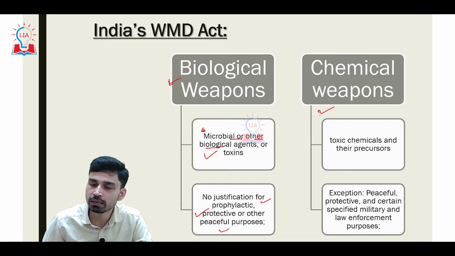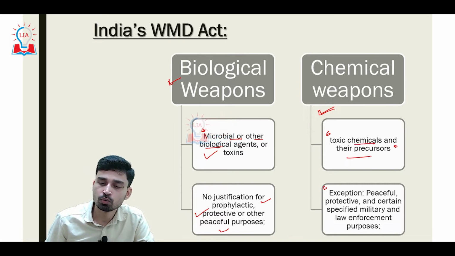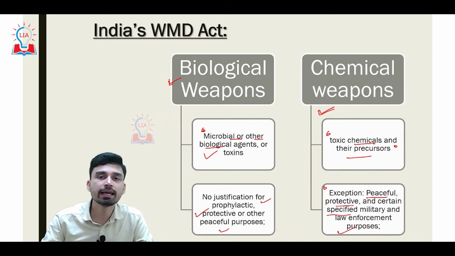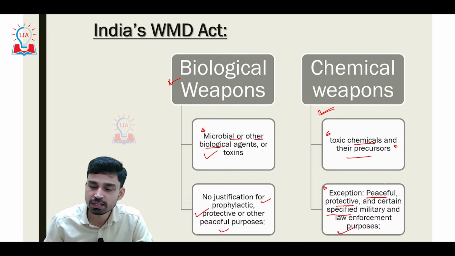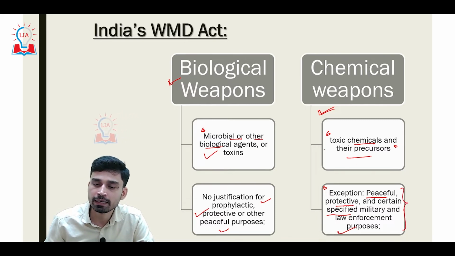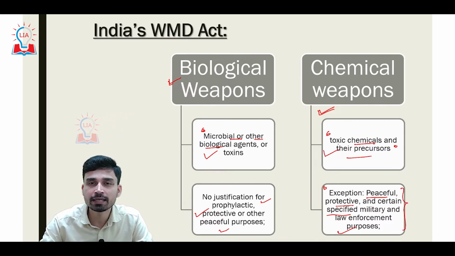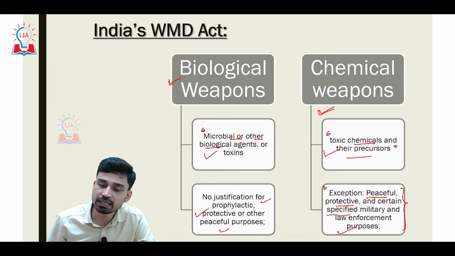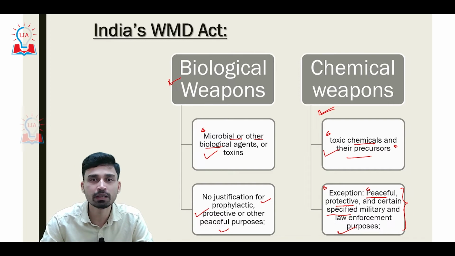Similarly, if we talk about chemical weapons, the Indian Act defines chemical weapons as such toxic chemicals and their precursors whose use cannot be justified except for peaceful, protective and certain specified military and law enforcement purposes. Now this is very interesting, because India says that we cannot categorize such weapons as chemical weapons if their uses are for peaceful, protective and specified military and law enforcement purposes.